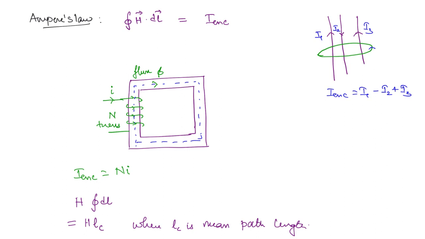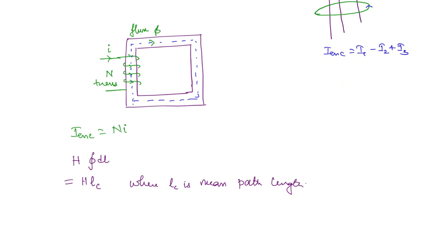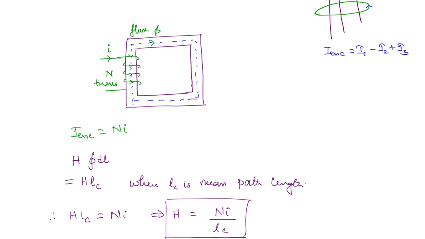Okay, so this is the LHS. From Ampere's law, H Lc is equal to NI. So this implies that the magnitude of the magnetic field intensity is NI by Lc. Okay, so this is one important relation.